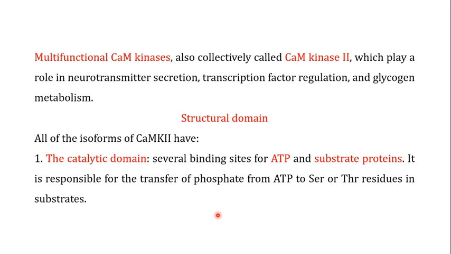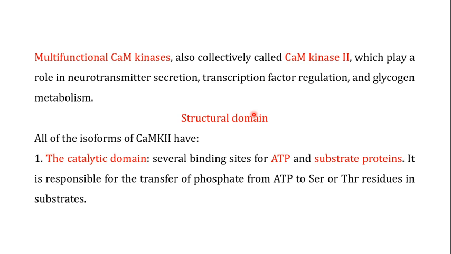The second class of the CaM kinases is known as the multifunctional CaM kinases. As the name indicates, they have multiple functions, therefore they are known as the multifunctional CaM kinases, and they are collectively called CaM kinase II. So when you look at the term II with a CaM kinase, that means that particular kinase belongs to this family of multifunctional CaM kinases. If you talk about the function of these multifunctional CaM kinases, they play important roles in neurotransmitter secretion, transcription factor regulation, and glycogen metabolism.